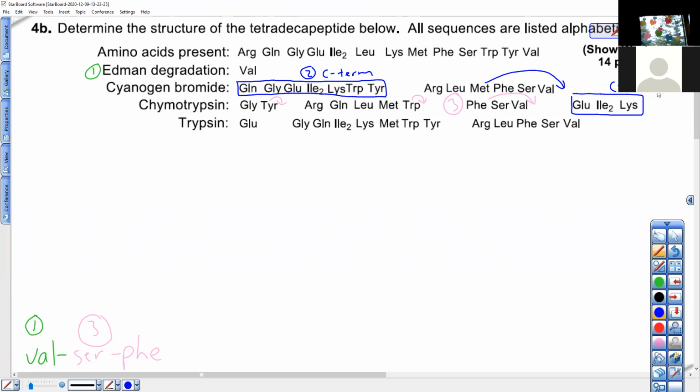And we'll call this the 2 prime, I guess. A little more information on 2. I'm just trying to have symbols to help you follow my logic. Really, I'm only going to grade the final answer. Trypsin. Oh, you know what? Trypsin? I'm going to call that 2 double prime. Glu all by itself.